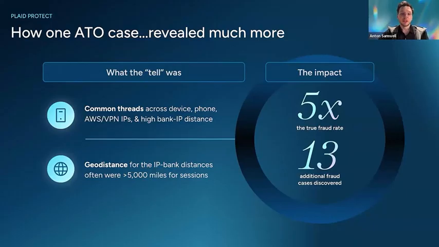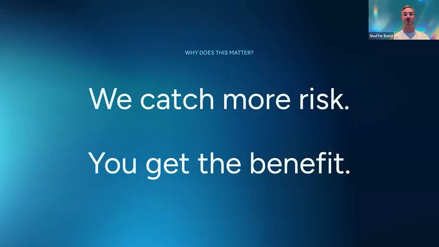So once we look across the network, the true fraud rate was 5x higher than what that customer originally calculated based on their internal investigations. And for that slice of traffic, we found 13 additional fraud cases. And that was not possible to see from reviewing single accounts in isolation. So that's the full picture.